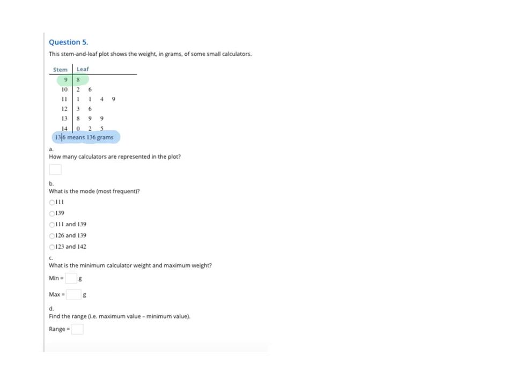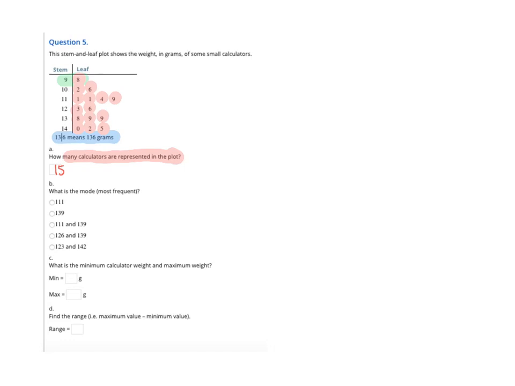We've got to make sure that we understand what the stem and leaf is actually talking about. When they ask how many calculators are represented in this plot, can you see that would be the leaves? That's one calculator, 2, 3, 4, 5, 6, 7, 8, 9, 10, 11, 12, 13, 14, 15. There were 15 calculators. So the leaves represent an individual item, so you'll know how many.